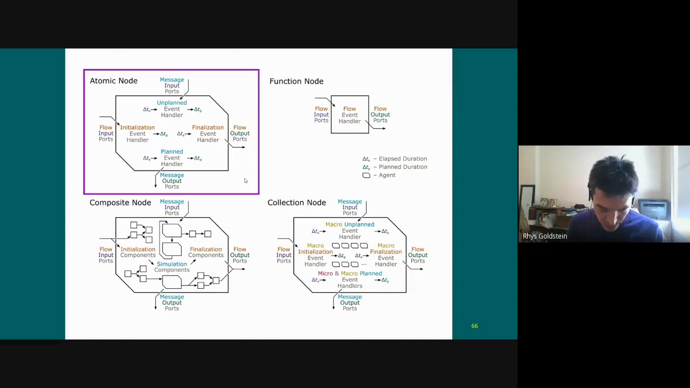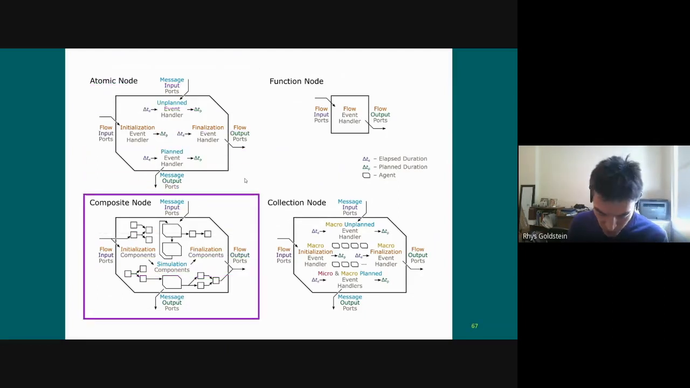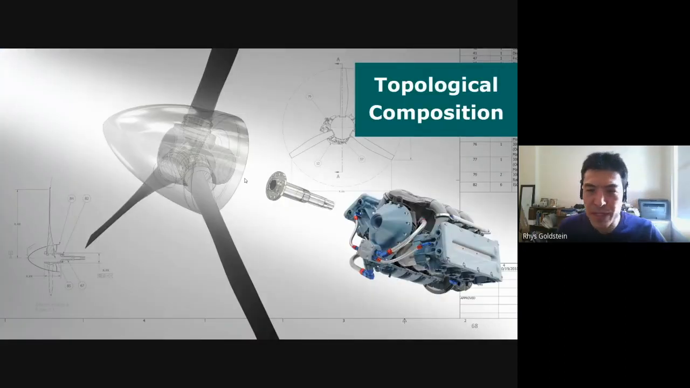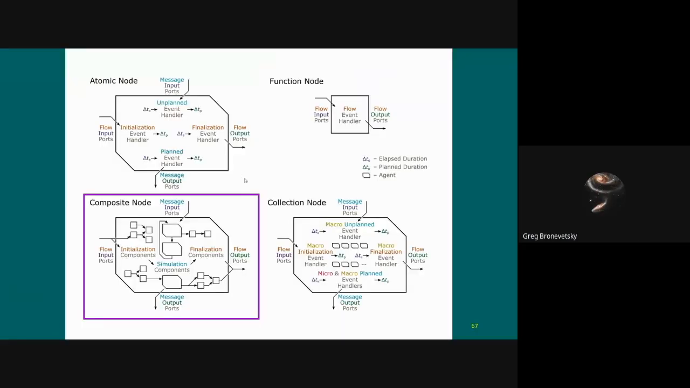All right, so that's the atomic node. I'm going to move on now to the composite node. I'm not going to cover these all in detail, but we're going to spend some time on the composite node. Before we get into that, though, let me switch over to some basic concepts here. I'll ask you a question about the flavor of modeling.